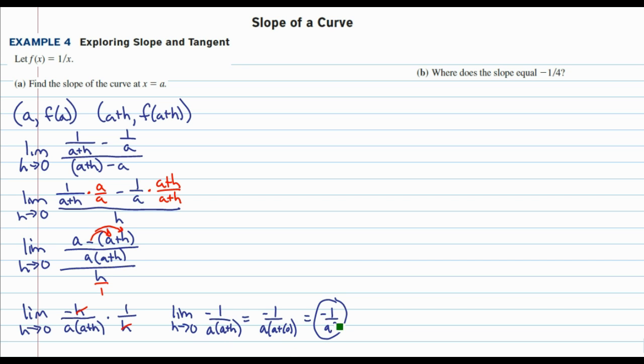And I get negative 1 over a squared, which is awesome because if I want to know the slope at 2, I plug in 2. It would be negative 1/4. If I want to know the slope at 1, I plug in 1, negative 1. If I want to know, well, you get it.